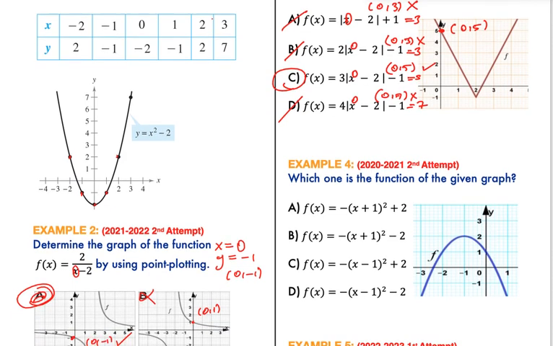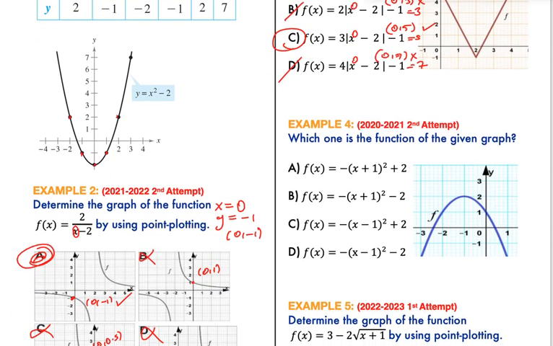Let's move on. 2021 second attempt ministry question. Again, the graph is given and the function is asked. Pick a clear point from the graph, like this point. What is this point? (0, 1). So let's substitute 0 for x and see if the result is 1 in each option one by one. When x is 0, 1 squared is 1, minus in front, 2 minus 1 is 1. So that's satisfied. Option A is satisfying this given point.